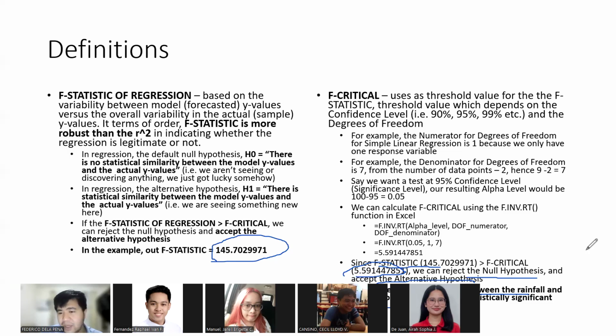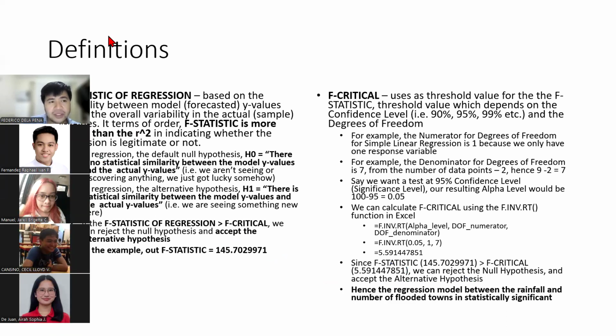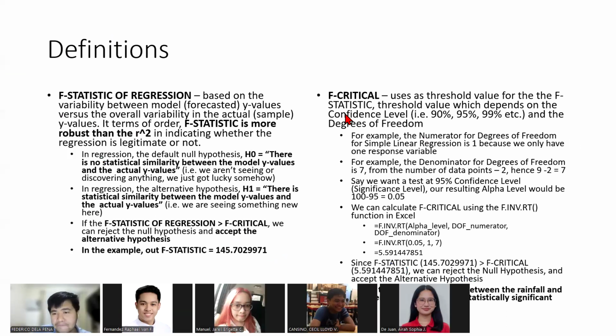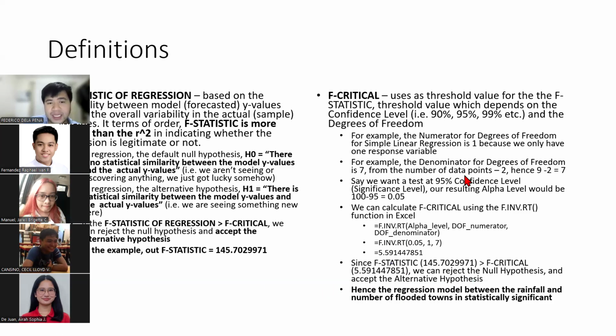So it works as a tool for proving the legitimacy of your overall regression results. You're just proving that your regression is not due to pure chance. So you're actually seeing some phenomenon and you're able to capture that phenomenon. In this case, flooding, you're able to capture the flooding phenomenon with your rainfall data.